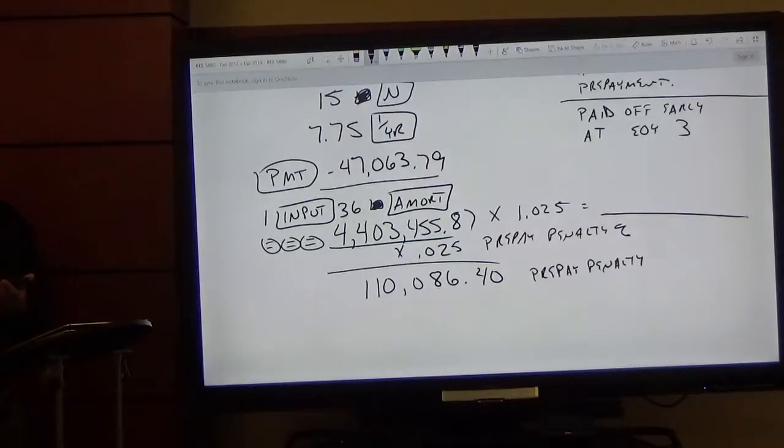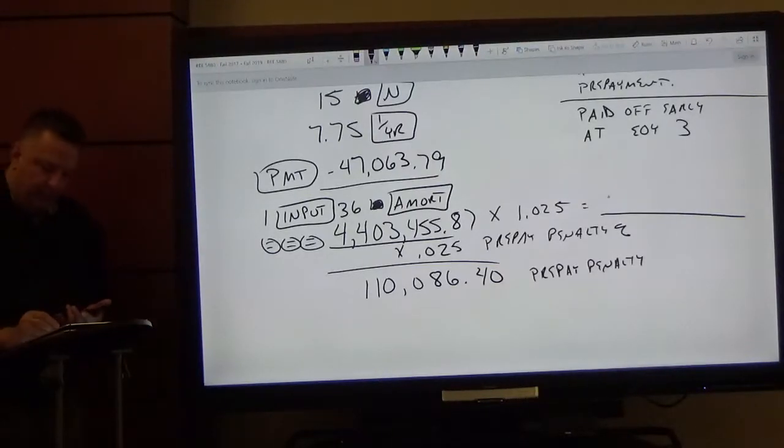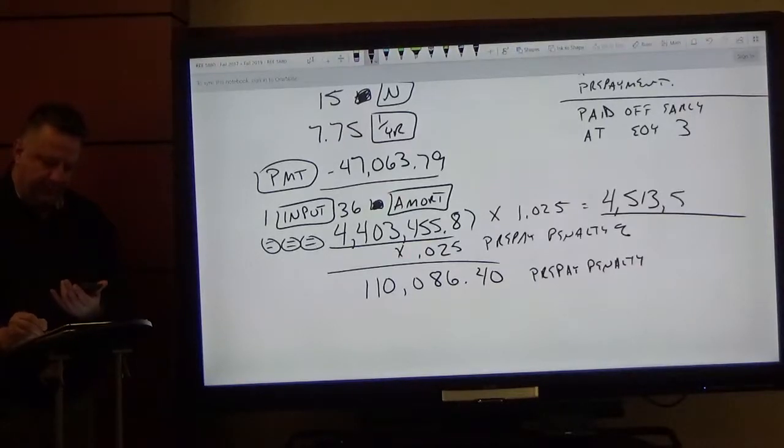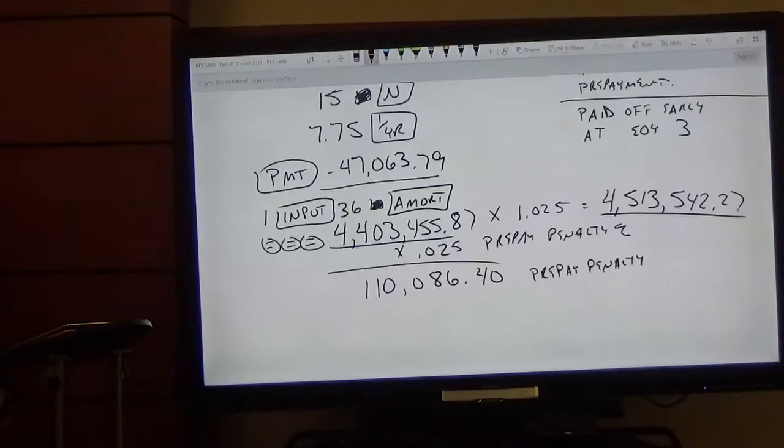Okay. And in this case, let's see, 1.025, 4,513,542.27 is the total amount that we would have to pay off at the end of 3 years. Okay, everybody with me? Yes, no, possibly could be.